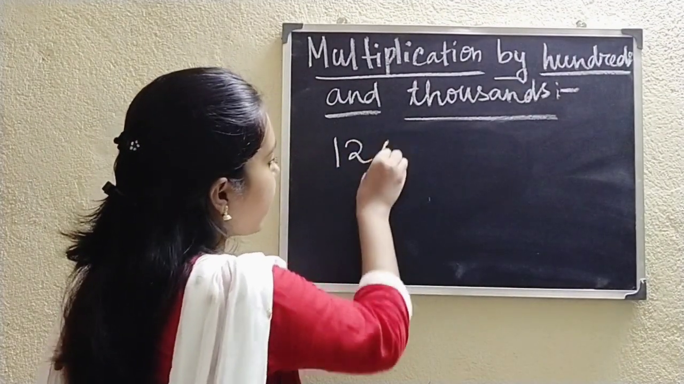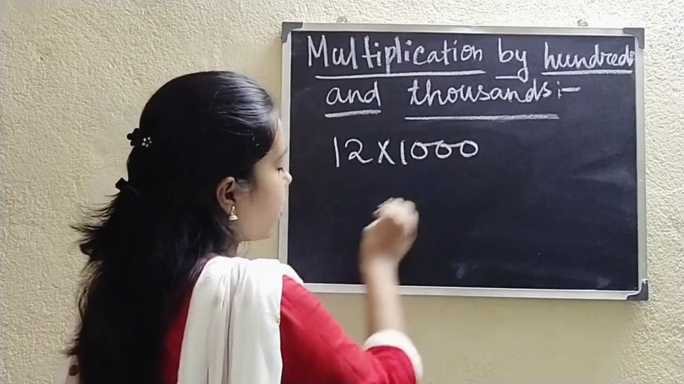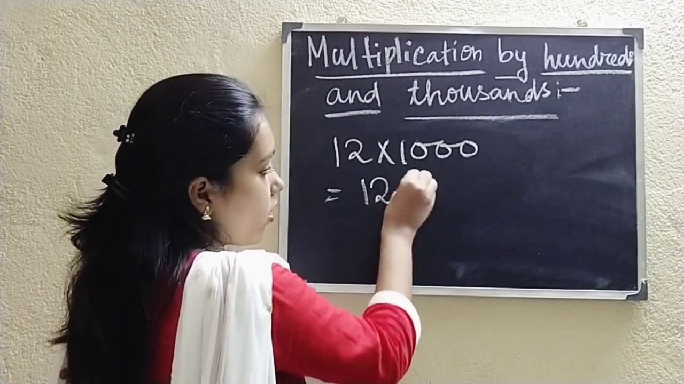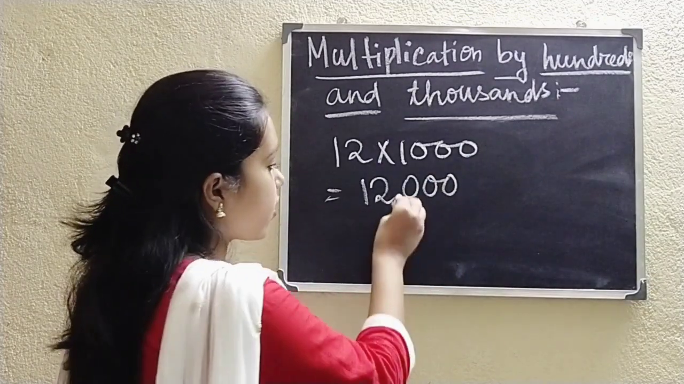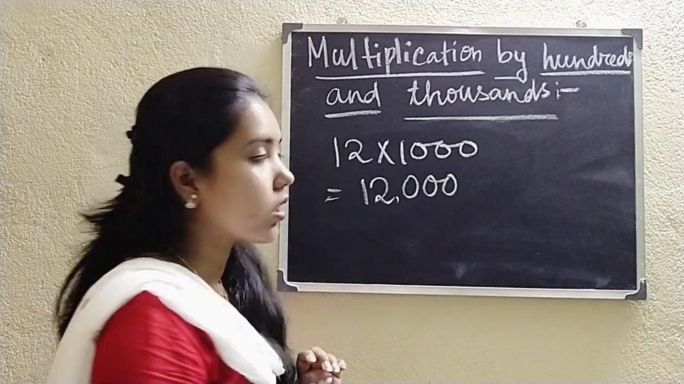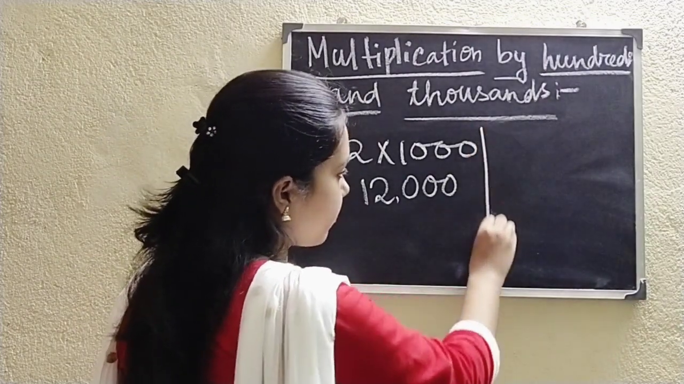Similarly, to multiply a number by 1000, we will put 3 zeros on the right side of the number. For example, 12 into 1000. That is equal to 12, and we put 3 zeros on the right side of 12. So the answer will be 12,000. Now let us solve this.